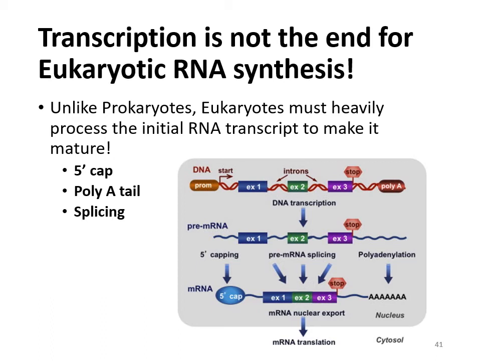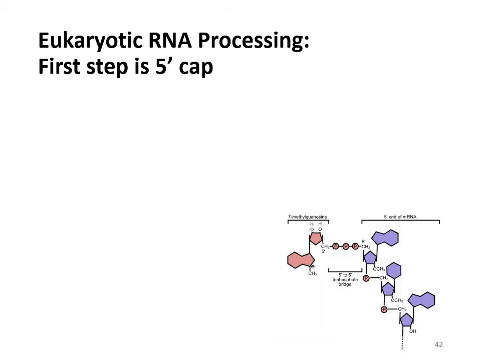Some of the processing that you'll go through or need to know exists is eukaryotes will add a 5' cap, a poly A tail, and splice the RNA. So when you think of eukaryotes, remember they have to process their RNA, and they do that by adding a 5' cap, a poly A tail to the end, and splicing.